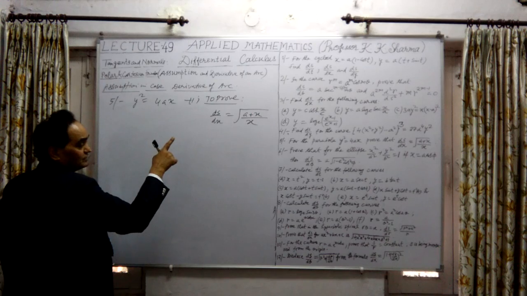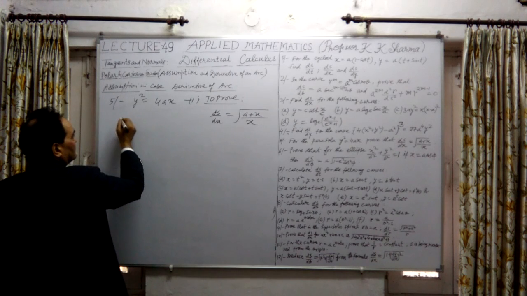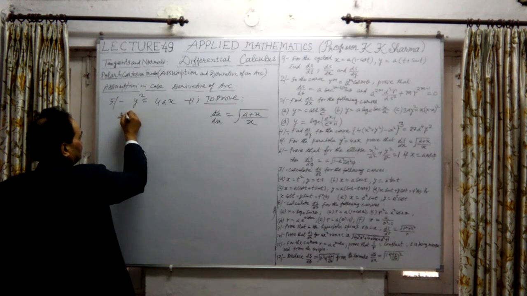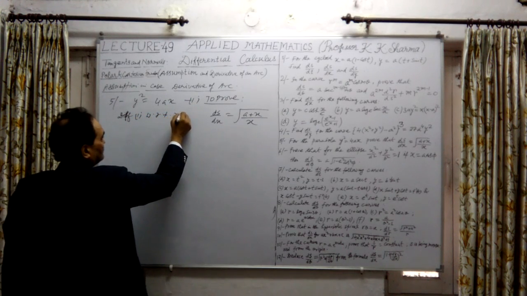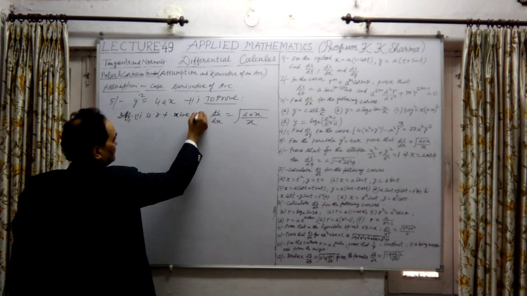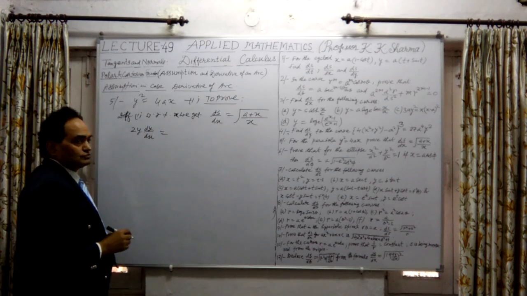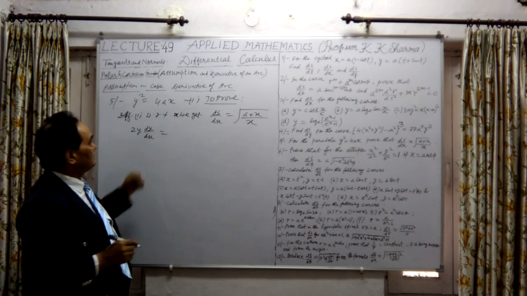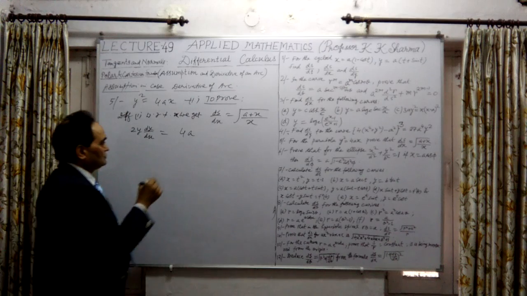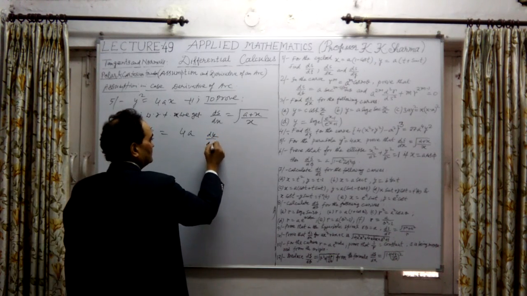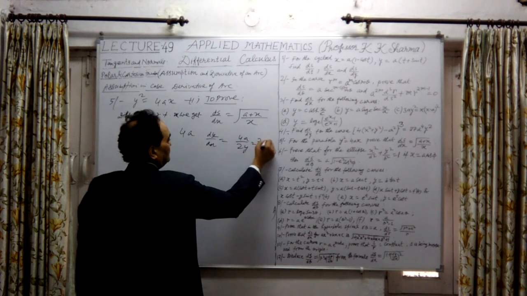So ds upon dx is under root 1 plus dy upon dx whole square, that is to be equal to dy dx. Let us find out. Differentiating first with respect to x, we get 2y into dy dx is equal to 4a only, because x is one differentiation. This means 2 dy dx is 4a upon 2y, that means 2a upon y only.